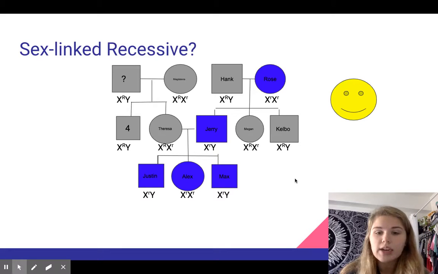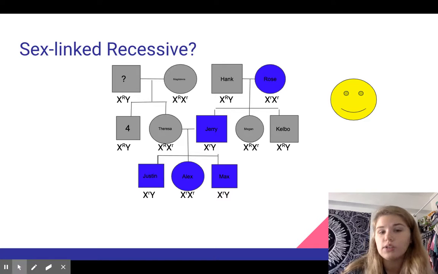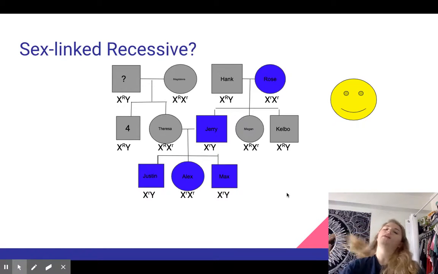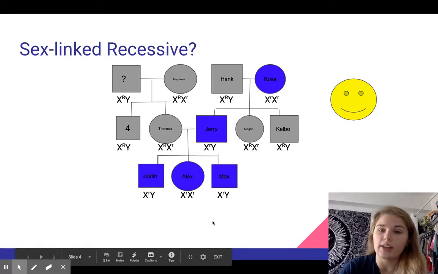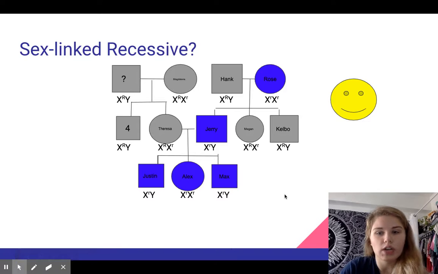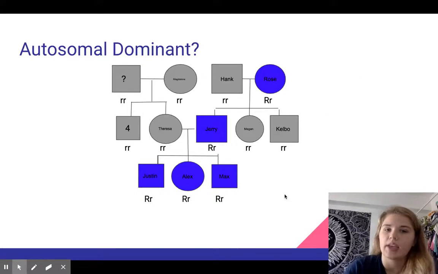Sex-linked recessive I found was possible because Teresa could be heterozygous depending on what her mother was, but that could be possible. We don't really get much information about the grandparents, so I just went with that possibility, and I found that that was possible for this pedigree.